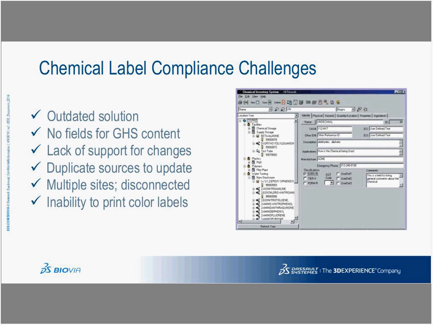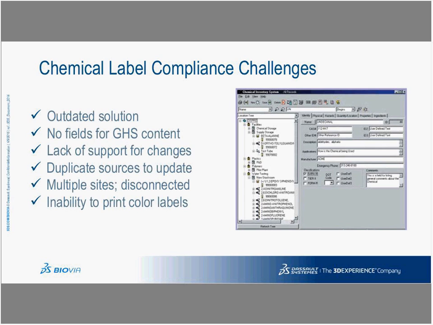This is my NFPA values, my fire code classifications. This is new GHS. There's lack of support for changes. If you're using a legacy system, do you have a development group behind it? Are they able to make those changes to allow you to move forward, to grow as OSHA adopts these changes? Of course, that leads to problems with duplicate sources for updating.